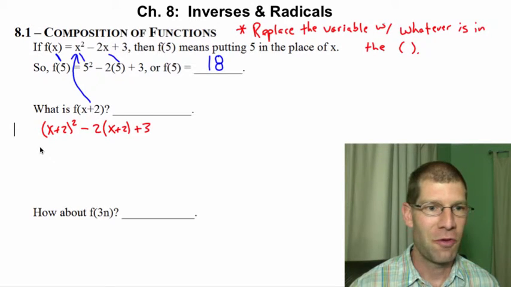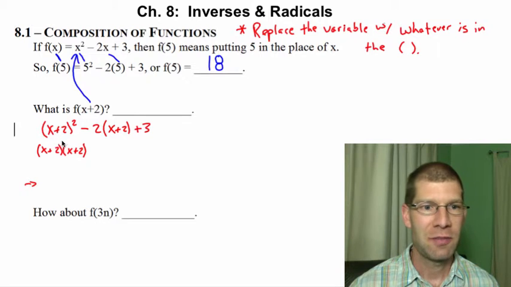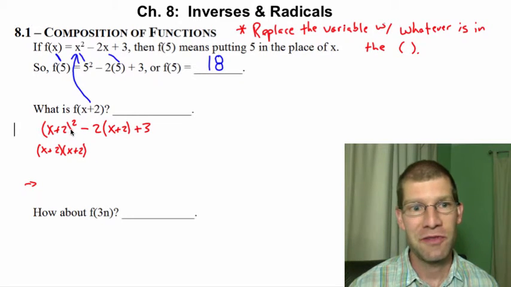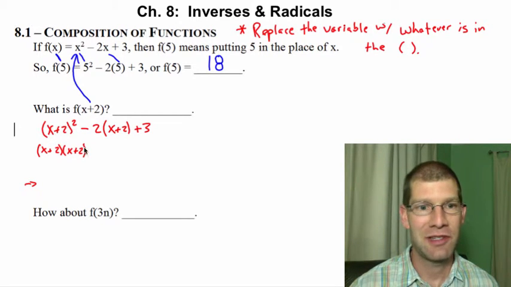Alright, here we get to FOIL. I'm going to do it the long way just so I don't lose people, but I'm hoping a lot of people will just jump right down to what I write right there. But x plus 2 quantity squared, it's not x squared plus 4, it's all of this times itself. So that's where we'd have to FOIL.